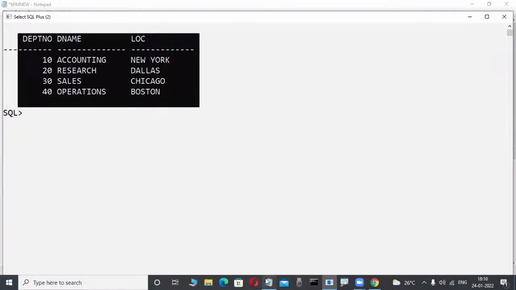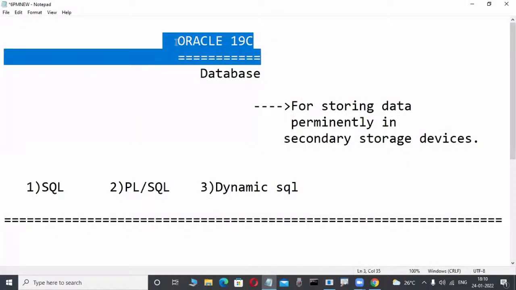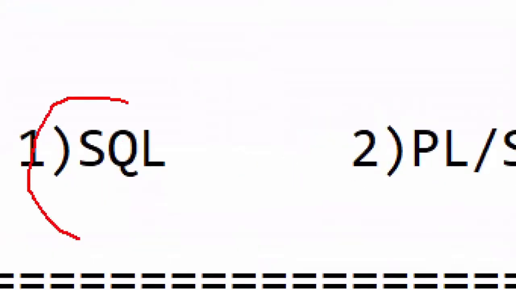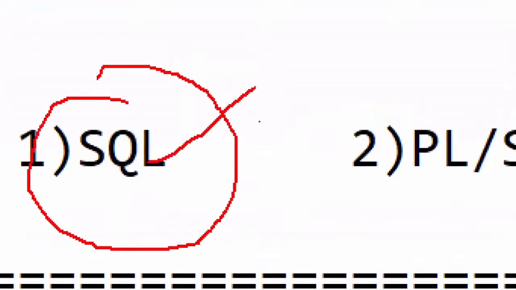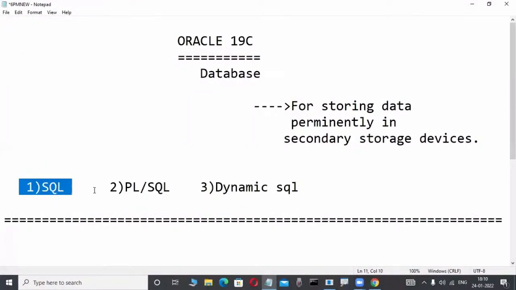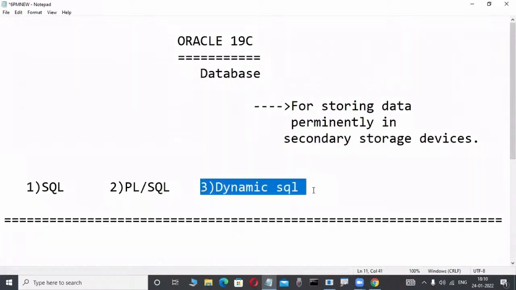Okay, yeah. Now for operating a relational data model product, one universal language is there. What is that one? SQL, structured query language. But for Oracle products, we are operating with not only the SQL language; three languages are there. One is SQL, another one is PLSQL, procedural language extension for SQL. Another one is dynamic SQL.